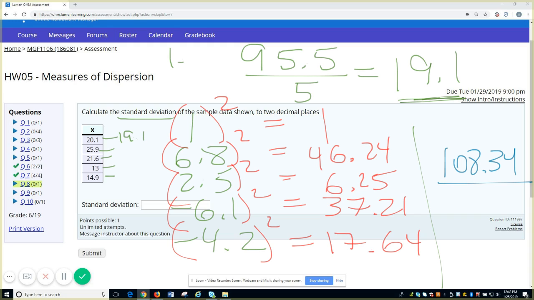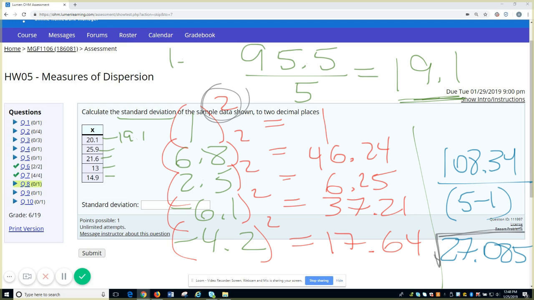So I've added them up to be 108.34. And here's where it differs from the mean a little bit, because you're not dividing by 5. You're going to divide by 1 less than 5. I'm going to divide it by 4 actually. And my result is 27.085.